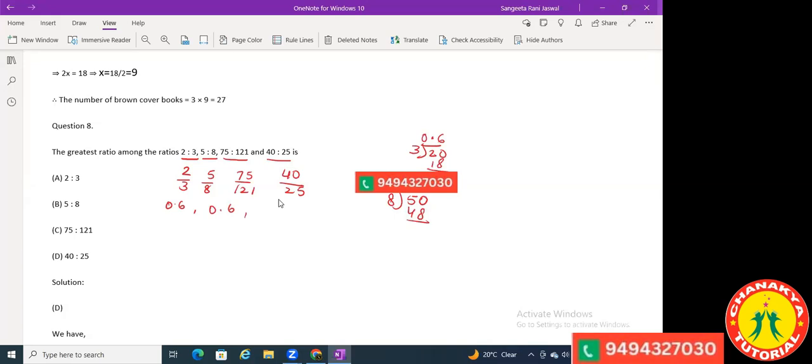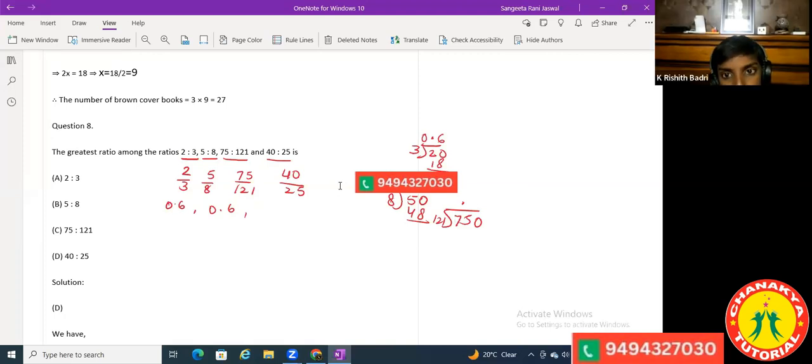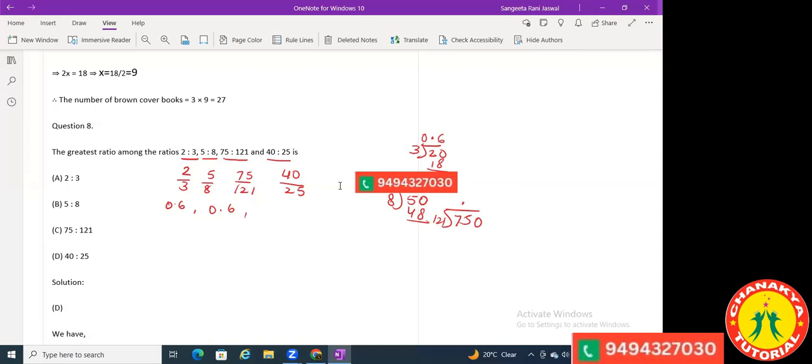Now if I have 75 by 121, so again you will do this. Just check out what will you do here. So while dividing, whichever number you get, the greater one will be your greatest ratio. One is this method by just dividing the numerator by the denominator. Another way is taking the LCM of the denominators, making the numerators, and then comparing the numerators. It's just like a fractions chapter.